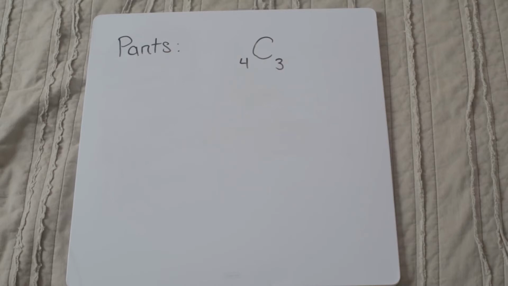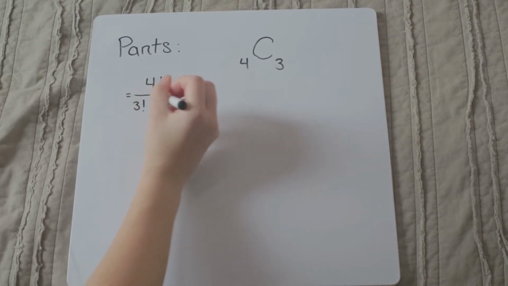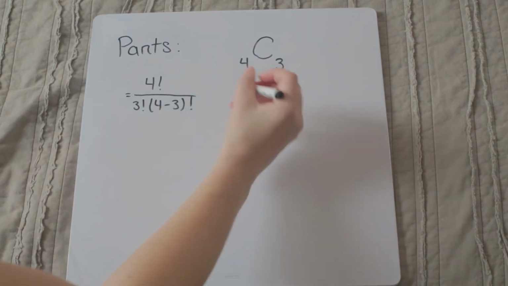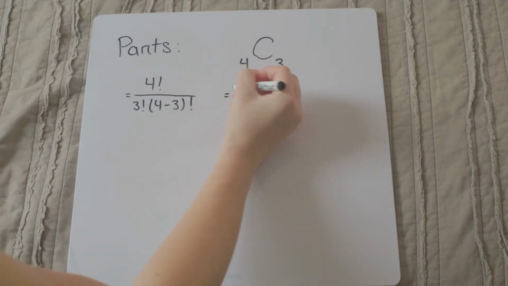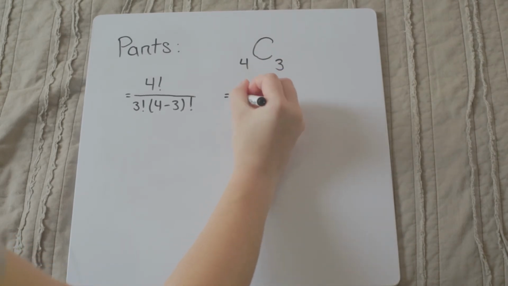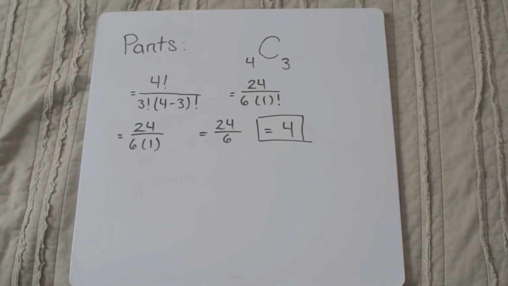Now let's do the same thing for the pants. Pierre has 4 pairs of pants and he needs to choose 3 for his trip. So we write this as 4 choose 3. And plugging this into our formula, we get 4 factorial divided by 3 factorial times (4 minus 3) factorial. So calculating this out, we get 24 divided by 6 for a final answer of 4. So Pierre can make a total of 4 combinations of pants given 4 choose 3.